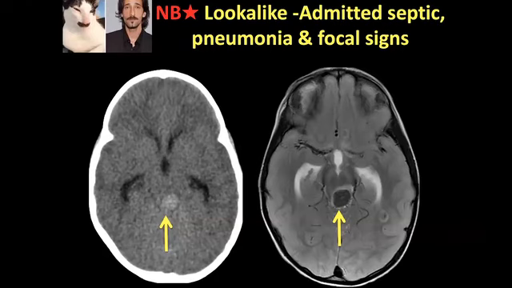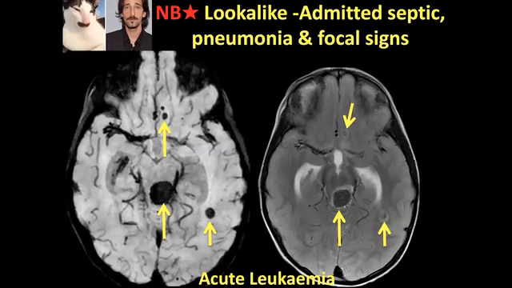So what are some lookalikes of hyperdense or T2 hypointense lesions? In this patient we saw this hyperdense lesion with some hydrocephalus. This was pre-contrast. We actually thought we were dealing with a patient who had a tuberculoma and was going to have basal meningeal enhancement, because the patient had been admitted septic with pneumonia and focal signs. However, the clues were in the other lesions, and the SWI showed us that these were hemorrhagic. And when the patient's blood work came back, the patient was profoundly neutropenic. In fact, this was due to acute leukemia and not tuberculosis.